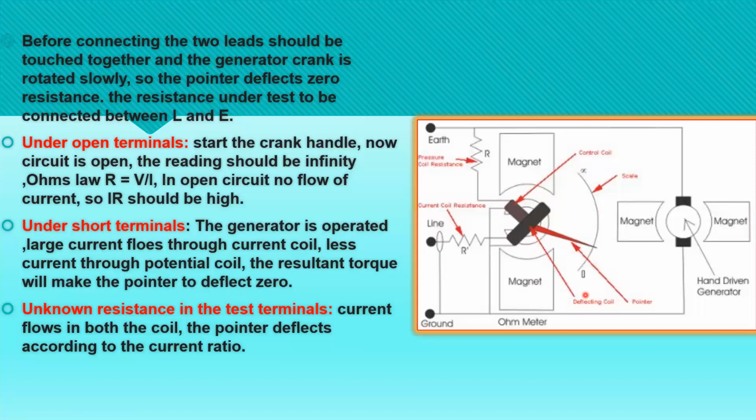For example, if you want to measure the winding of a motor, one point we can keep at the winding and the other at the body of the equipment. And when we rotate the hand driven generator, we can measure the insulation resistance of a motor. In the same way we have to do it for cables and wherever windings are present. So periodically we have to measure the insulation resistance of equipment.